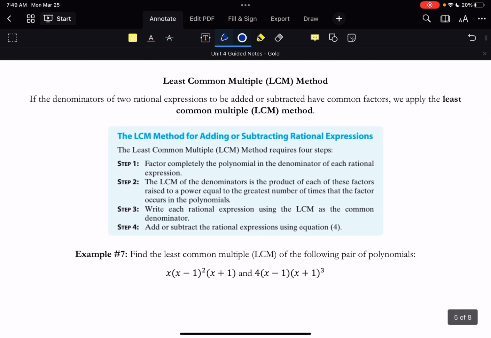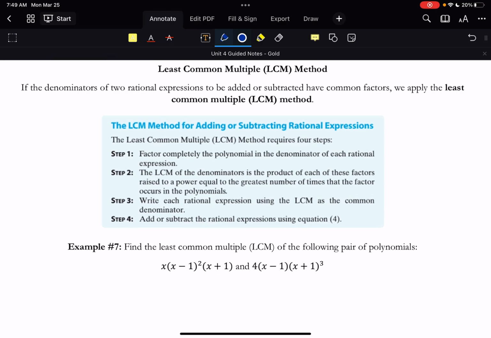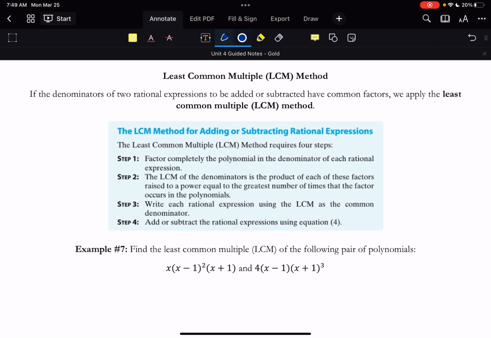Okay, now we're going to talk about the least common multiple method. So we kind of did this already, but now it's just if we have something that can be factored, okay? So the least common multiple method, step one is to completely factor the polynomial in the denominator of each rational. And then it's identifying the LCM, which is the product of each of the factors that is raised to a power equal to the greatest number of times that the factor occurs in the polynomials. Then we're going to write each expression using that LCM and then add or subtract like we just did.